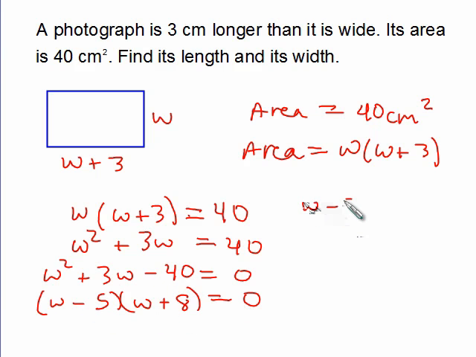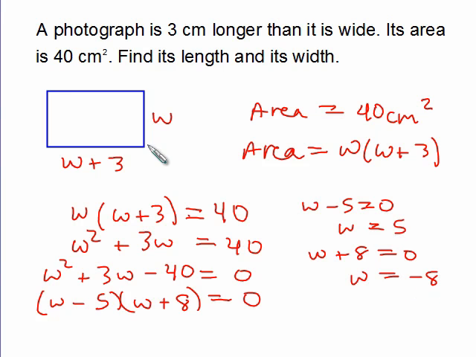So either the first factor must be 0, or, and I'll go ahead and do these vertically, the second factor must be 0, or both. So solving the first one, you'll see that W is 5. And solving the second one, we see that W is negative 8.